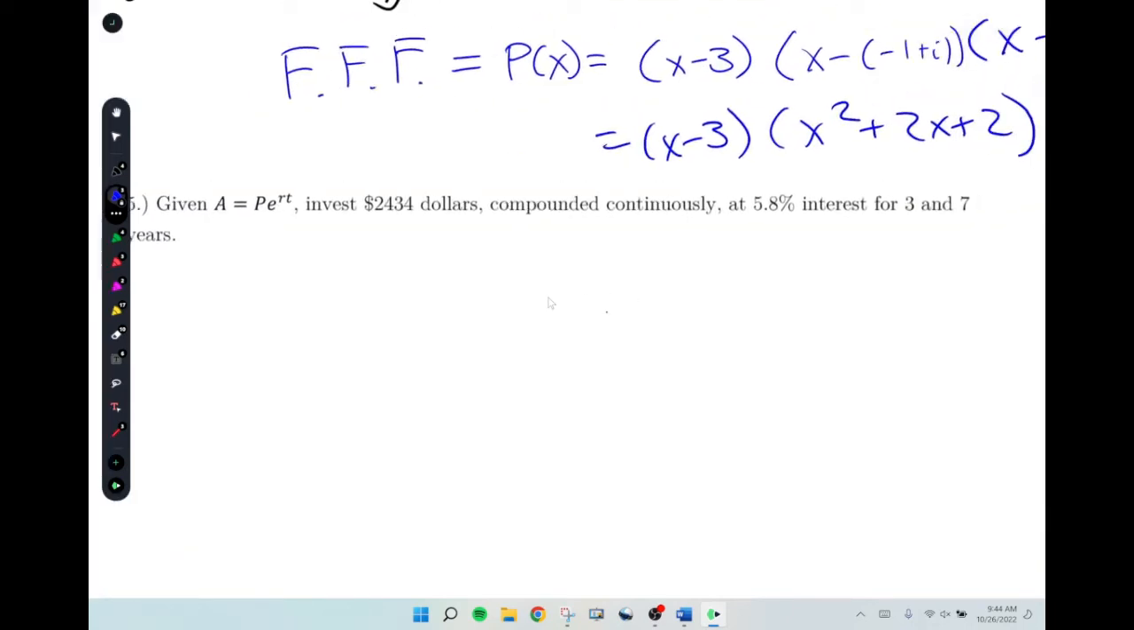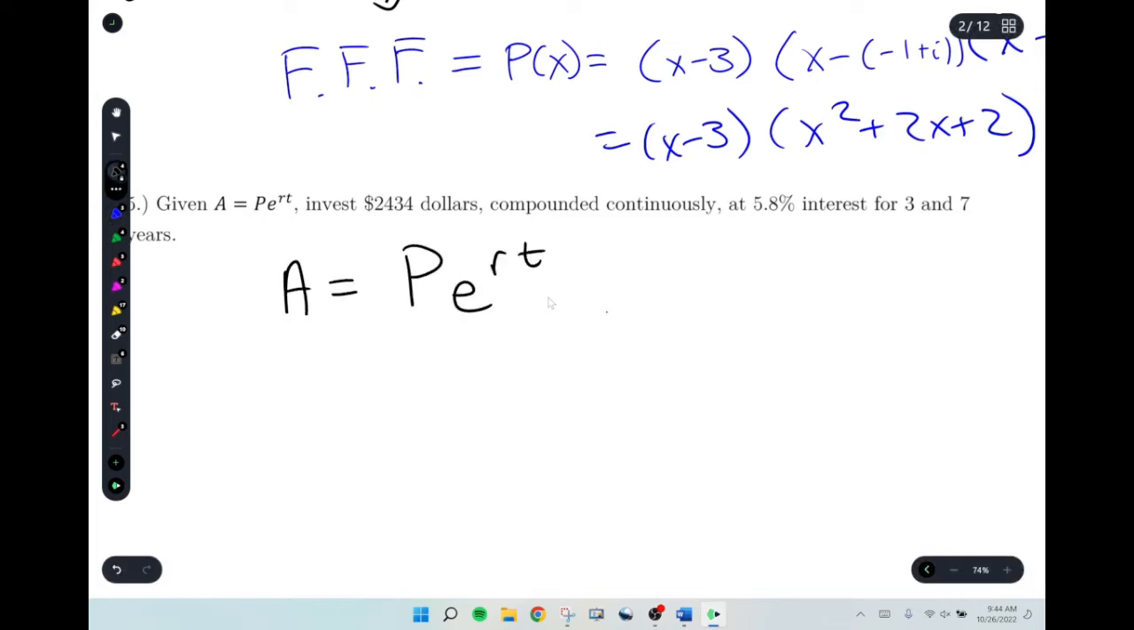Okay, given A equals P e^(rt), invest $24.34, compound it continuously. I just made these numbers up. This could be the ugliest problem in the world. I literally just typed them in. So we've got our formula.